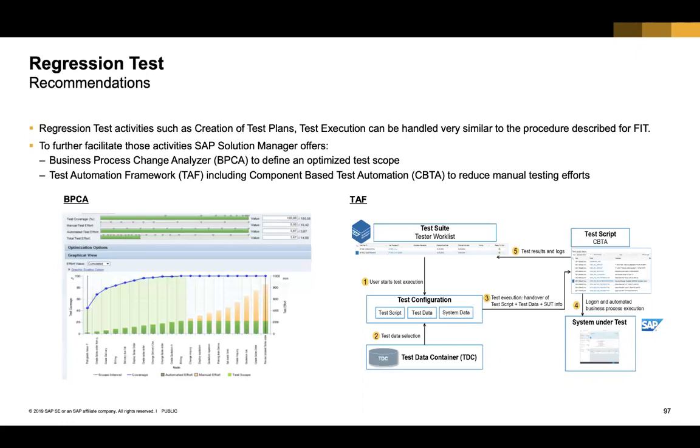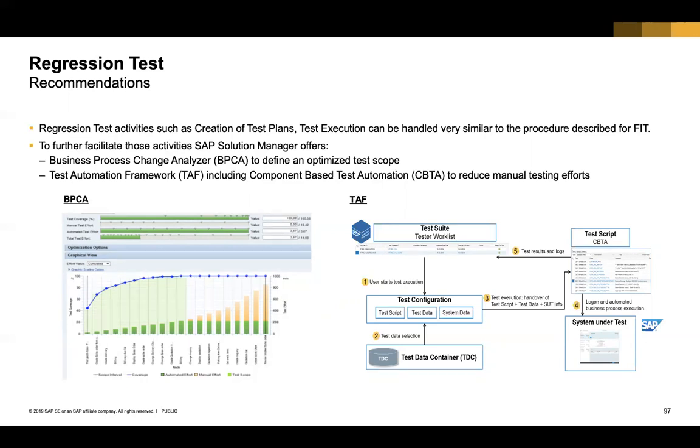You could also leverage a smarter way of identifying regression test scope using tools like Business Process Change Analyzer. I'm not covering that in detail. If you want, there's a lot of material available to identify and optimize test scope for your regression testing, and also automate your testing using our test automation framework. Right? So the test automation framework is included in your Solution Manager. It also has an automation tool in the form of CBTA, or component-based test automation. All of these tools are readily available in Solution Manager Standard, which could help in your regression testing within the project as well.